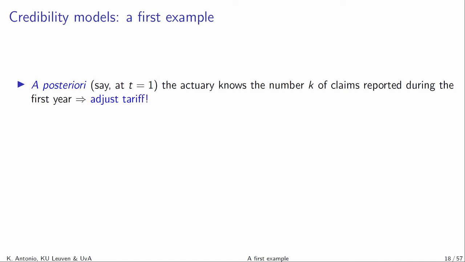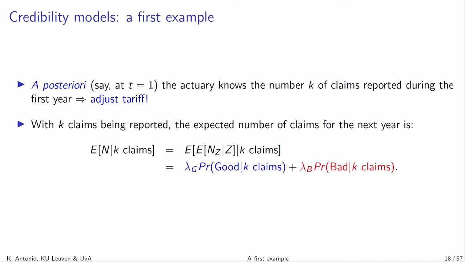So a posteriori, the actuary knows the number K of claims reported during the first year. So what he can do is he can adjust his a priori assessment by taking this information into account. And we can also calculate the expected value for N given the claim history from the first year. And how are we going to do that? Again, by using this tower rule.